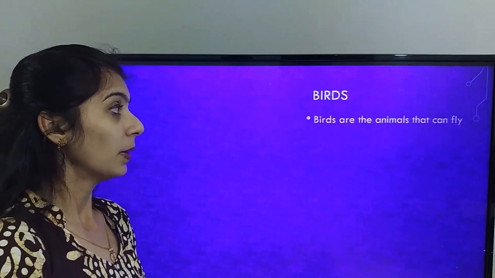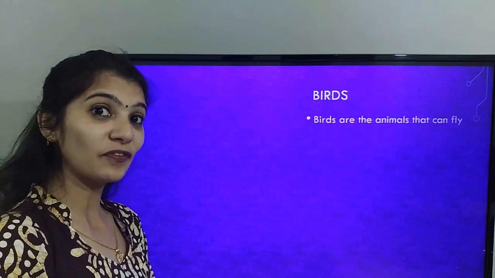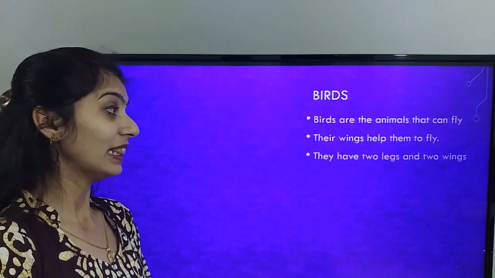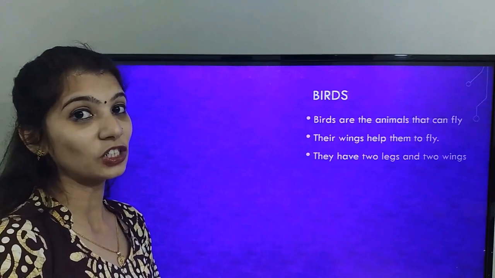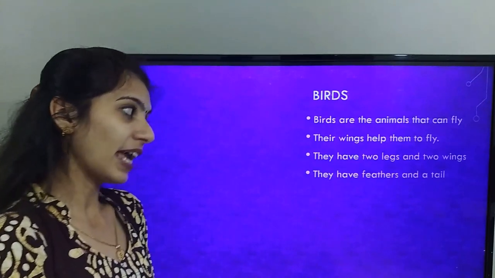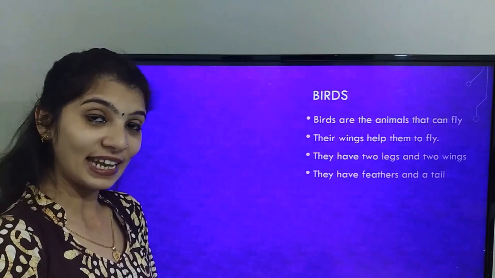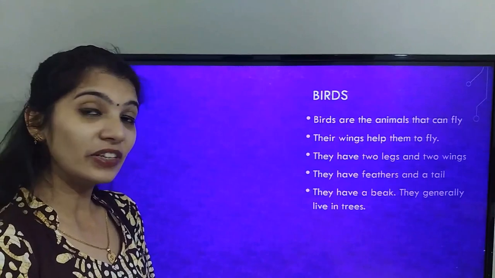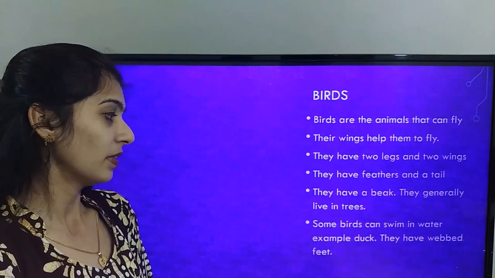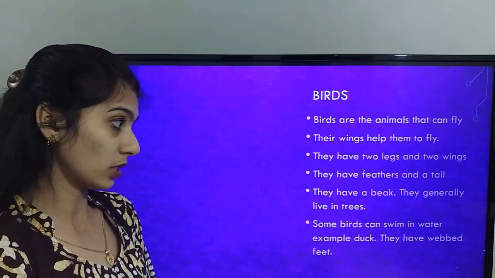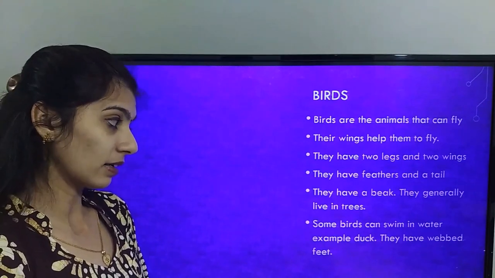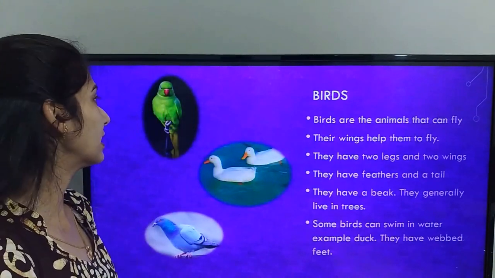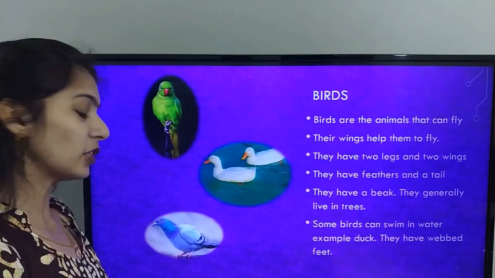Birds. Birds are the animals that can fly. Their wings help them to fly. They have two legs and two wings. They have feathers and a tail. They have a beak. They generally live in trees. Some birds can swim in water. Example, duck. They have webbed feet. Some more examples are parrot, pigeon.